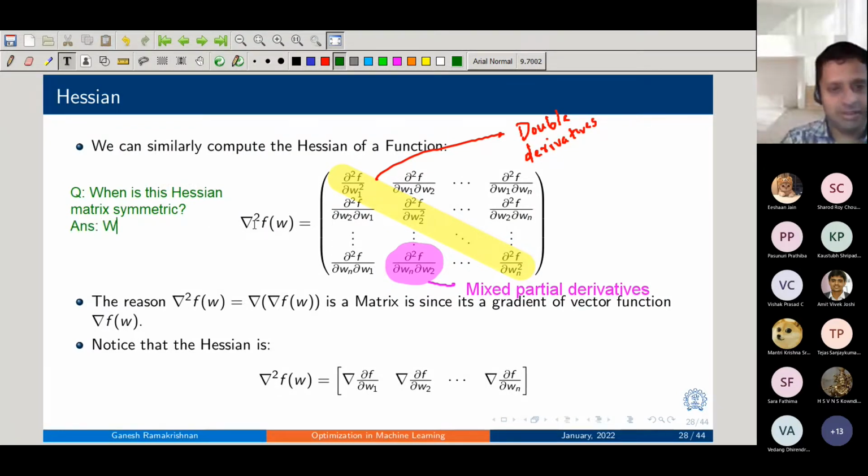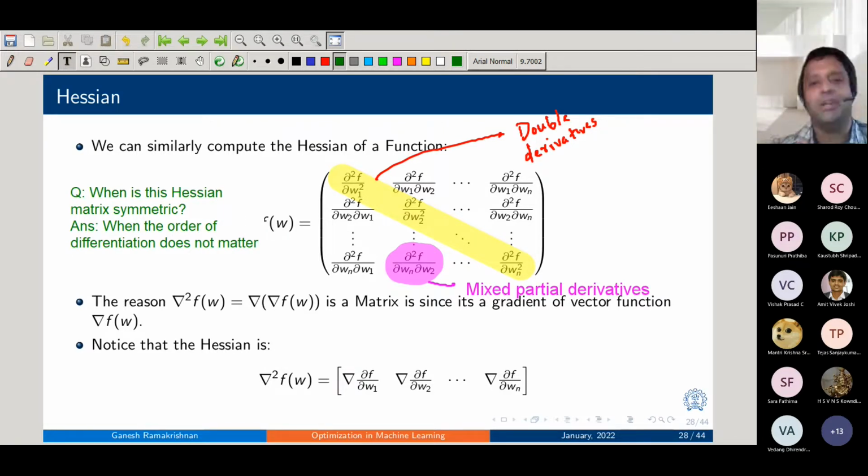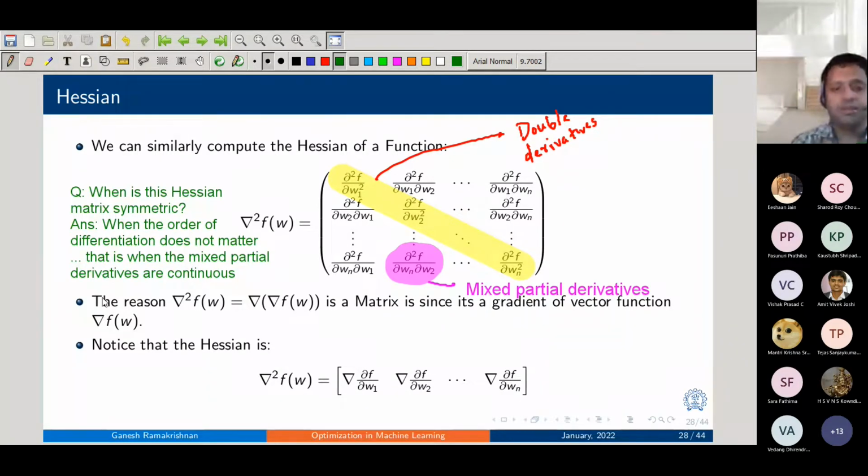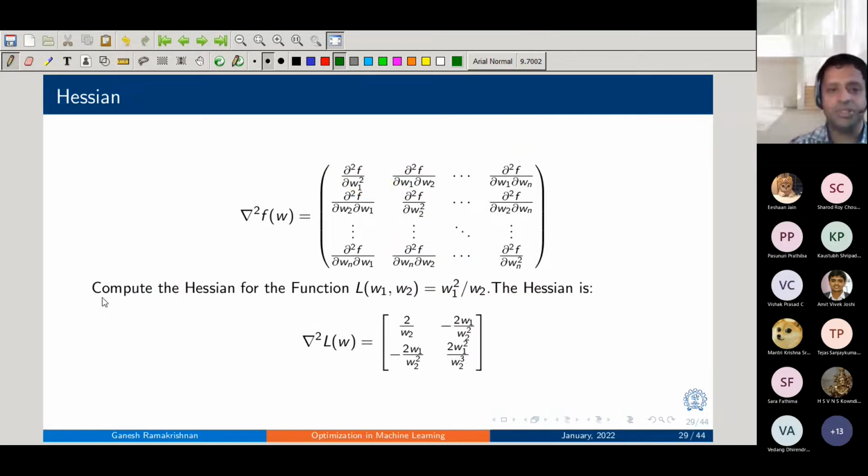Okay. The answer is when the order of derivatives, differentiation rather, doesn't matter. And when it doesn't matter is basically when these mixed partial derivatives are continuous. Okay, so continuity is good enough a condition. Is that clear? If they are continuous, then you're done basically. Fine. Any questions? Please let me know.